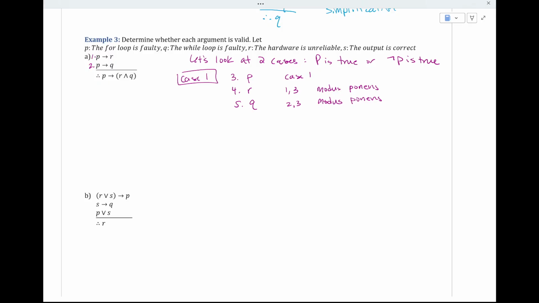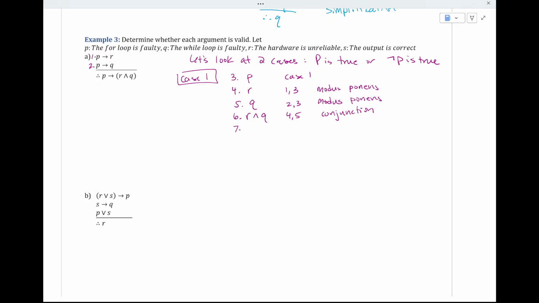Well, if I know that R is true and Q is true, then in number 6, I can say that R and Q is true. Oops, I said R, but I wrote P. I can say that R and Q is true. That's from 4 and 5, and that is conjunction.